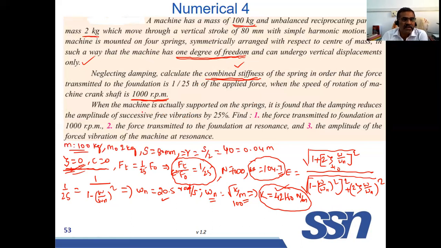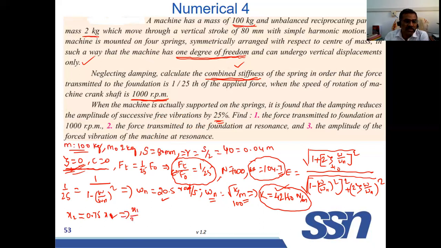What is the second step? When the machine is actually supported on the springs, it is found that the damping reduces the amplitude of the successive free vibration by 25%. What is the meaning? x2 is reduced by 25%, so what remains is 75%. That is 0.75 times x1. So x2 is equal to 0.75 times x1.